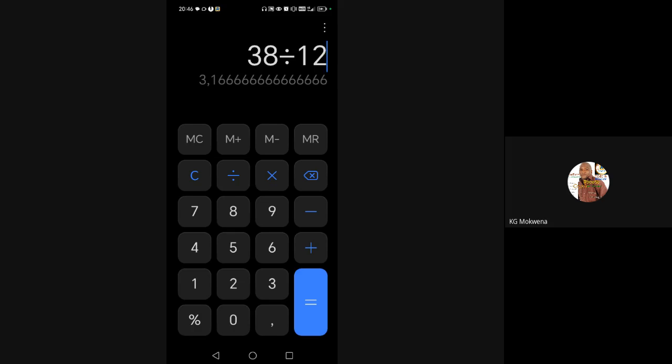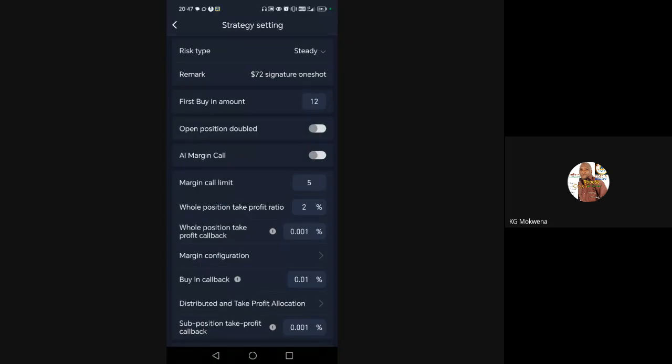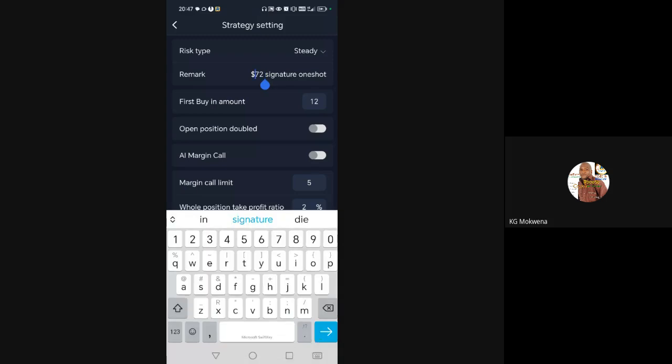However, what we're going to do is we will remove our first buying amount from this 38. Then we're going to remain with 2.16. So this is going to be part of our settings for one shot. So now let's go and apply these parameters accordingly. Let's go to the one shot. And then now we have our first buying amount is already set to 12. However, do this now. Inside remark, change the 72 there, make it 38, so that we are always mindful of the fact that it's running with 38 capital.